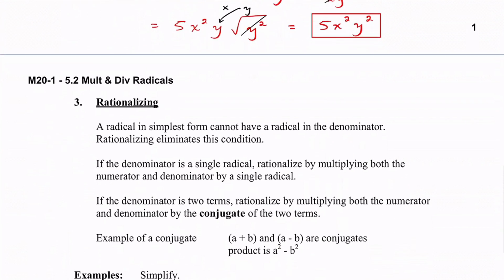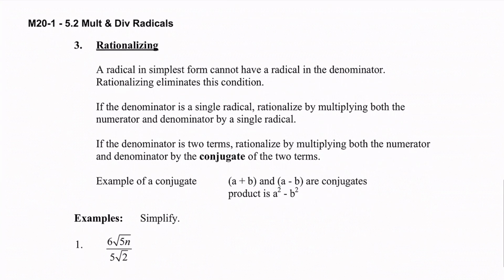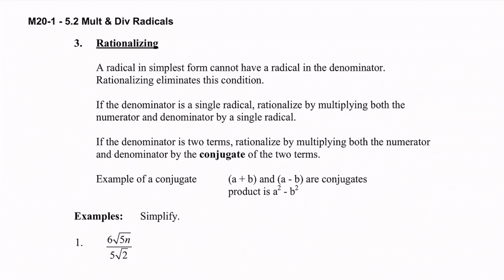Moving to the last thing we're going to look at here, which is called rationalizing. So in math, there's kind of the rule where you can't have a radical in the denominator. So it says here, a radical in simplest form cannot have a radical in the denominator. So in the bottom of a fraction, there can't be a radical. So rationalizing eliminates this condition. So it'll get rid of the radical in the denominator.